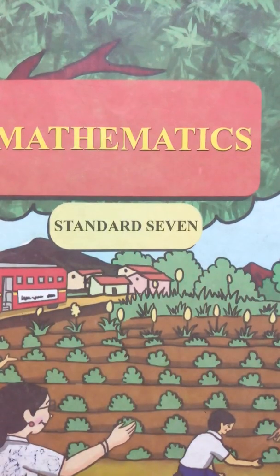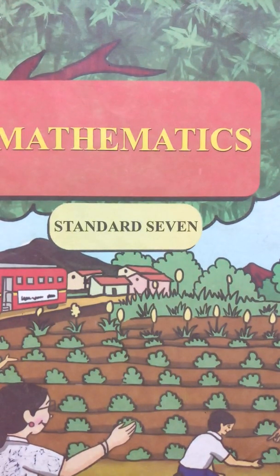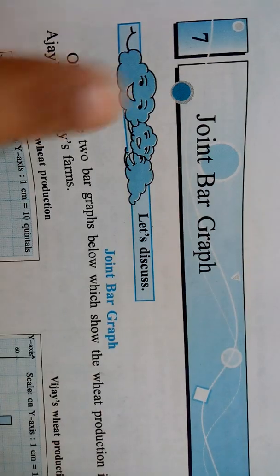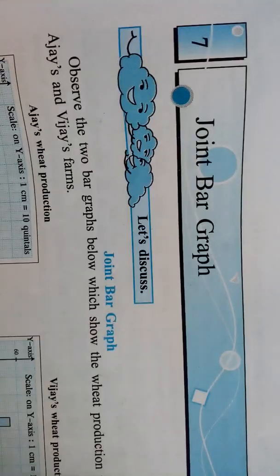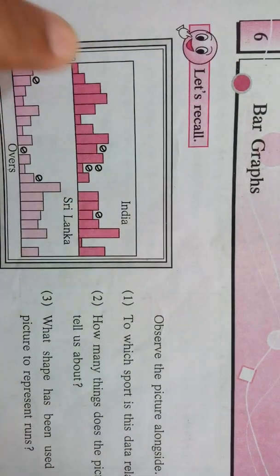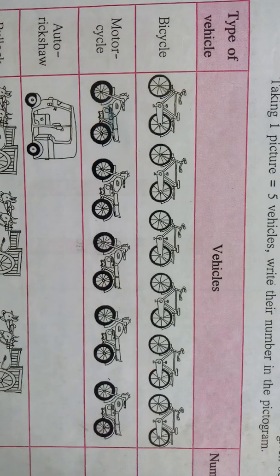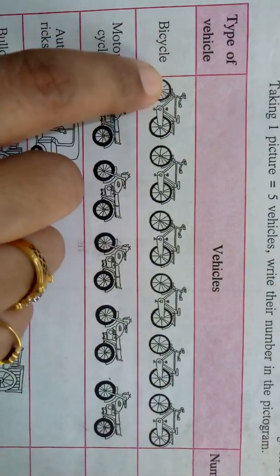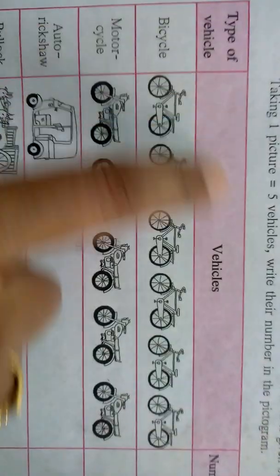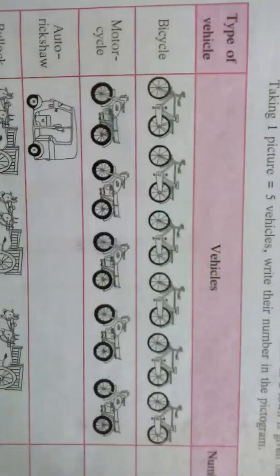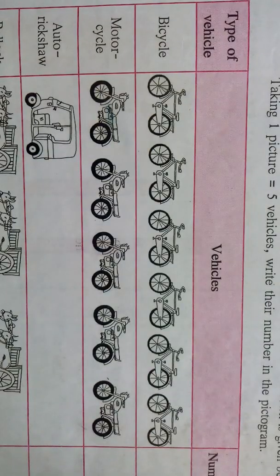Students, the topic which I am going to take today is for both standard 6th and standard 7th. We are going to start bar graph, and for standard 7th it is joint bar graph. A graph is used to present information in picture form. In the previous standard you had pictograph. A pictograph is used to present information in picture form, which means one picture can tell you many things.